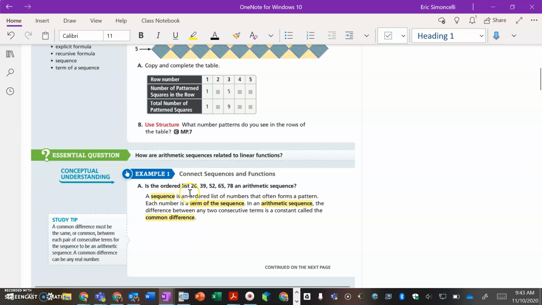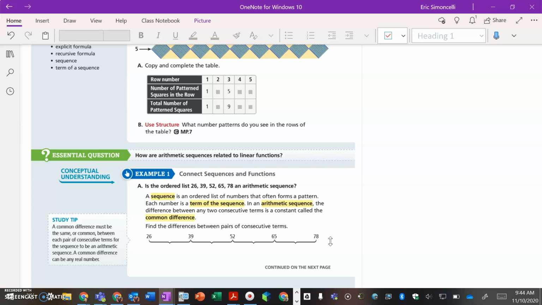So if we take a look, the sequence of terms here that you see, are we increasing? It looks like we are, but also are we increasing by a specific number being added? Well, let's take a look. The common difference will play into this, hopefully, in a moment. Find the differences between pairs of consecutive terms. So we'll take all the terms laid out as such and literally find the difference, particularly if you took 39 minus 26, 52 minus 39, 65 minus 52, 78 minus 65.